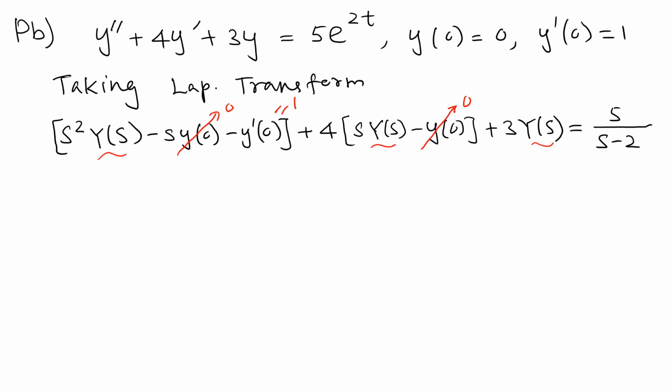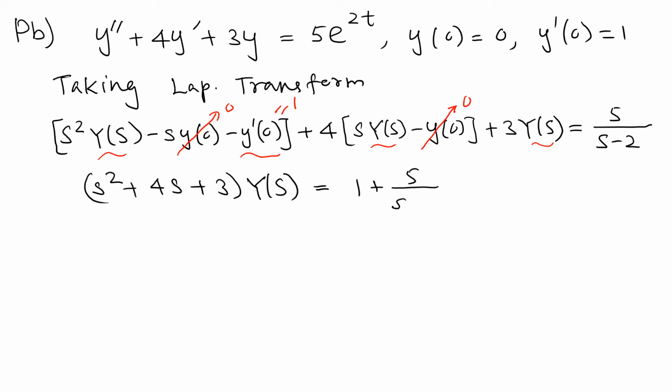So we have s squared plus 4s plus 3. Those are the same coefficients we always get, the same coefficients from the equation. And Y(s) equals, and you can move this term to the other side, so it's going to be plus 1 on the other side. So 1 plus 5 over s minus 2.